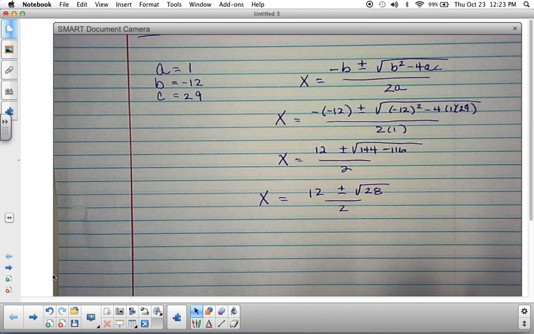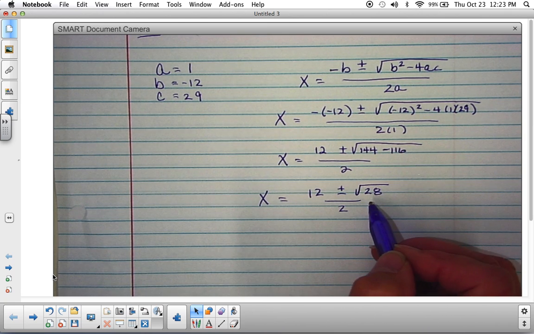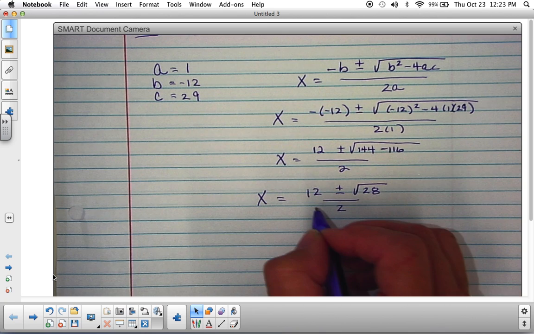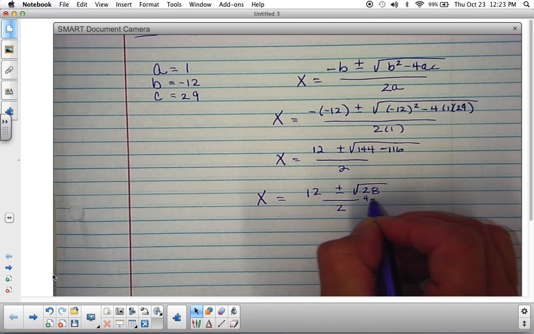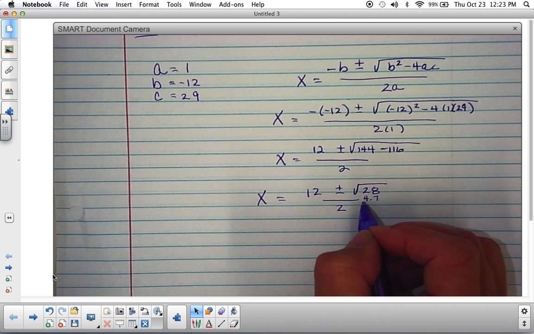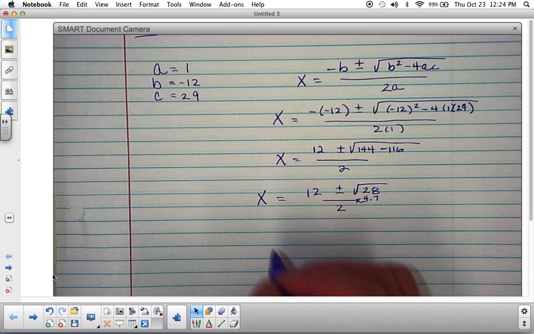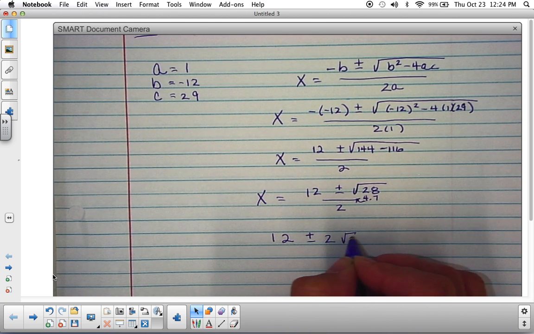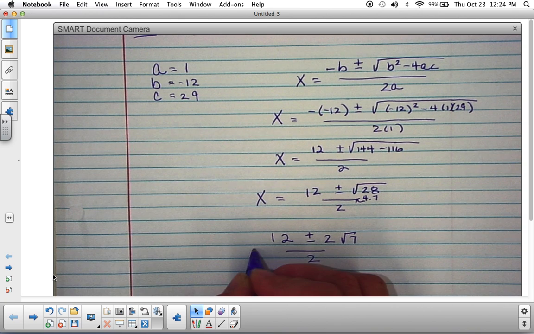At this point, I do have a little more to do because this 28, we can break it down like we did in our previous unit with the radicals. The breakdown, of course, will be 4 and 7, and the 4 is going to come out front as a 2. So now at this point, I'm at 12 plus or minus 2 radical 7 all over 2.